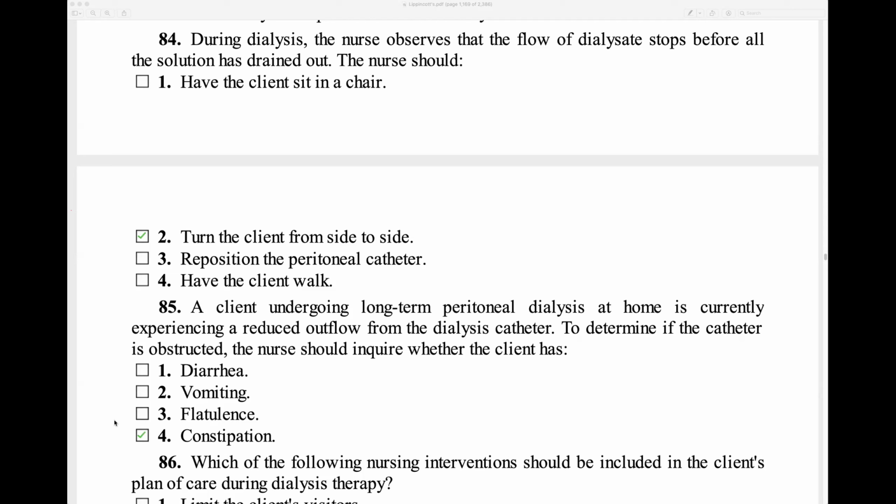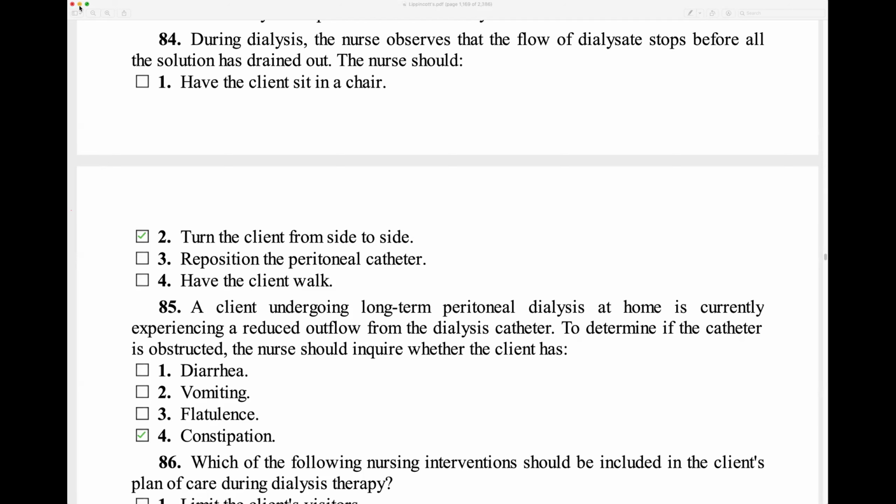Remember, constipation is the most common cause of outflow obstruction or insufficient outflow from the peritoneal dialysis catheter. Flatulence is when they have gas, like they're farting. So constipation, remember the packed bowels, it can push against and make outflow insufficient. So asking the patient when's the last time they had a bowel movement would be a good starting place.